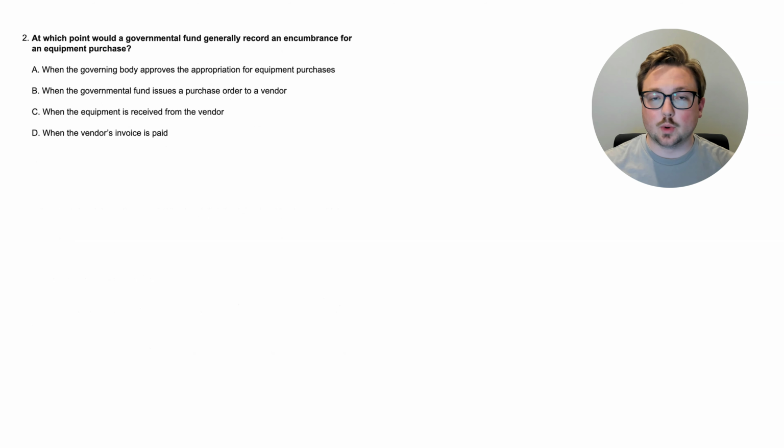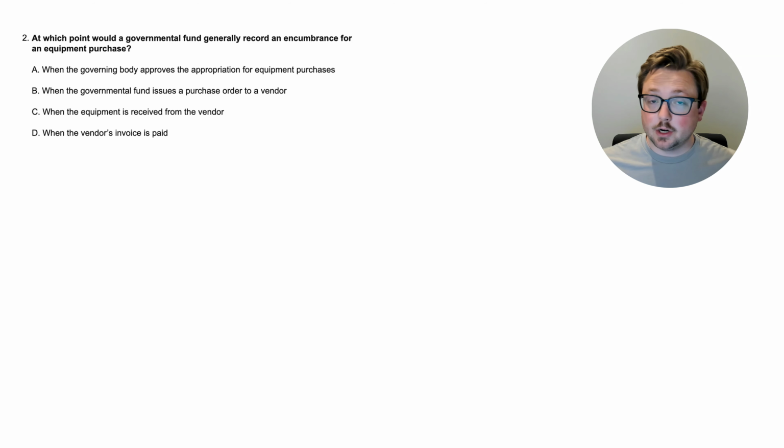All right, here we are at question 2. At which point would a governmental fund generally record an encumbrance for an equipment purchase? Now, based on what we saw in the previous question, you might be able to get the answer for this one, but let's go through it. When the governing body approves the appropriation for equipment purchases, or is it when the governmental fund issues a purchase order to a vendor? Is it when the equipment is received from the vendor, or is it when the vendor's invoice is paid? Now again, if you were paying attention to the previous question, you probably know the answer, but I wanted to make sure that it was very clear how this works, so that's why we're doing this question.